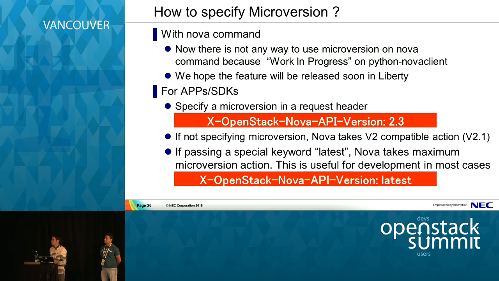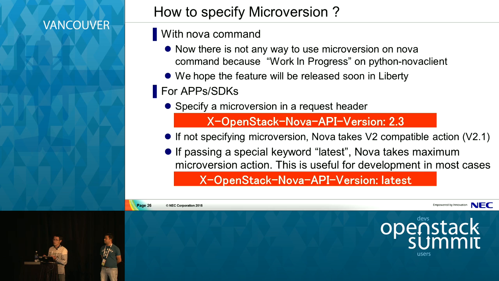And if specifying a special key, latest, Nova takes the maximum microversion action. This keyword is useful for development in most cases, and it is better to avoid specifying this keyword on a production environment, because sometimes a microversion contains backward incompatible changes, and when upgrading a cloud environment, the latest microversion is also increased, and sometimes the microversion contains backward incompatible changes.